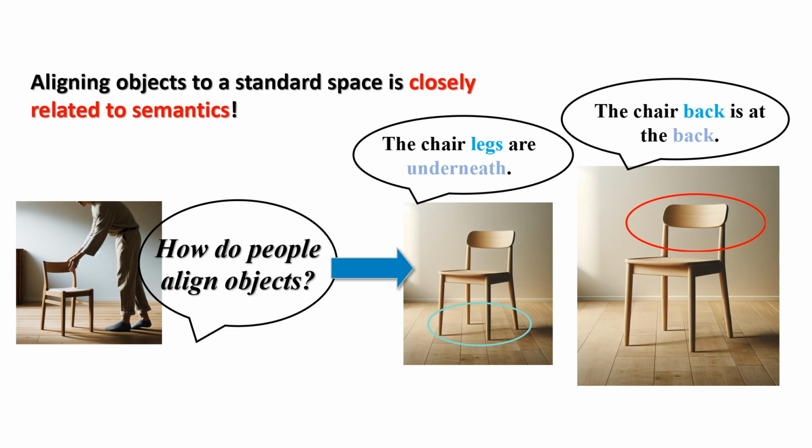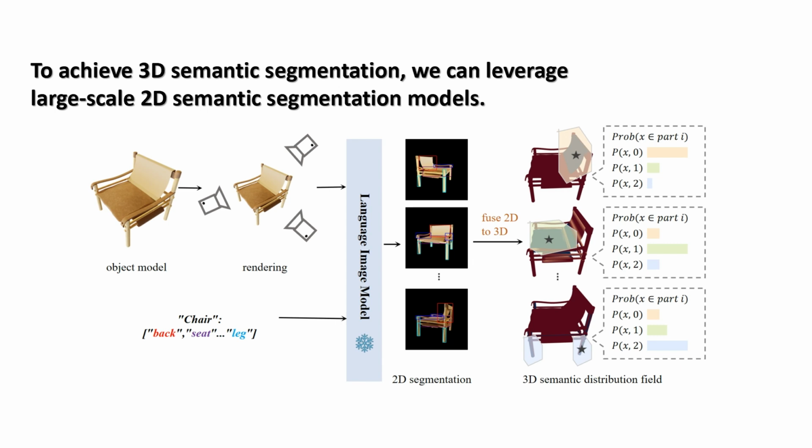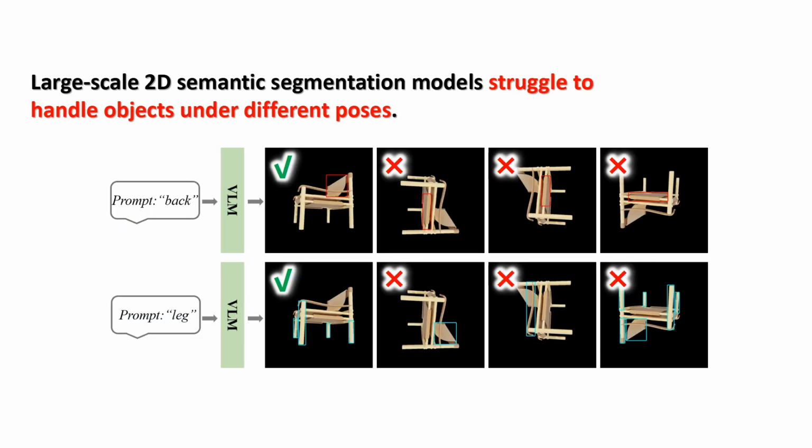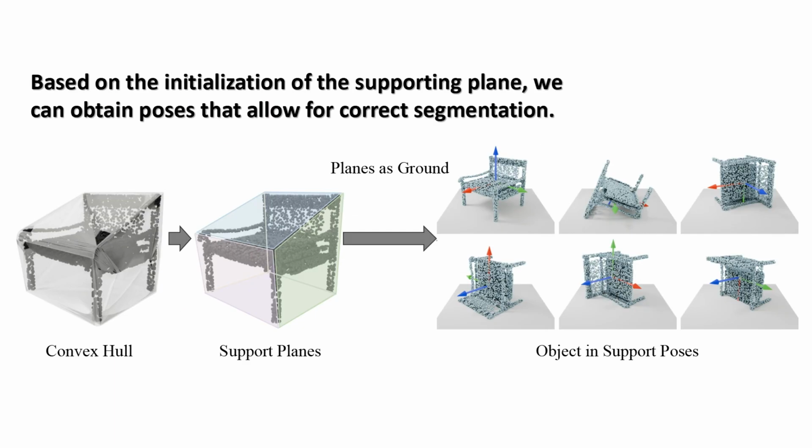To capture 3D semantics, we utilize a large 2D semantic segmentation model to extract the object's semantic information, projecting it into 3D. However, we found that existing 2D models don't perform well with every object. For instance, if you lay a chair down, it fails to segment properly. To solve this, we introduced an initialization strategy based on support surfaces to achieve accurate segmentation results.